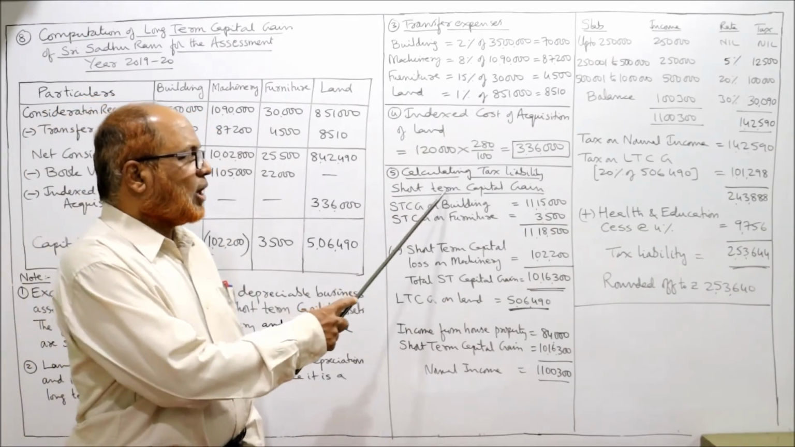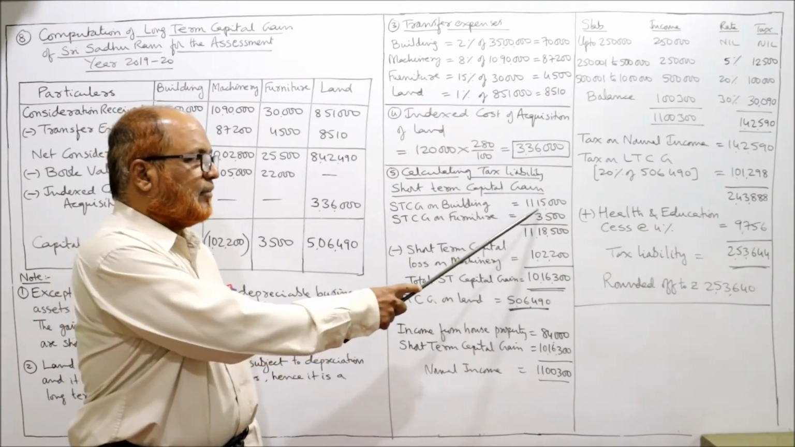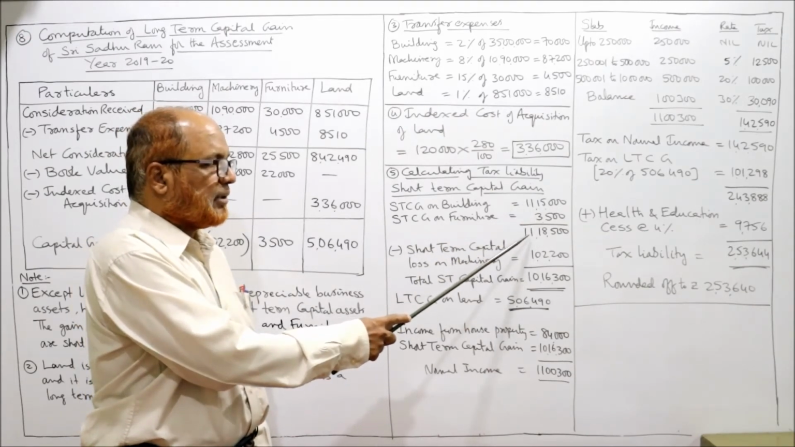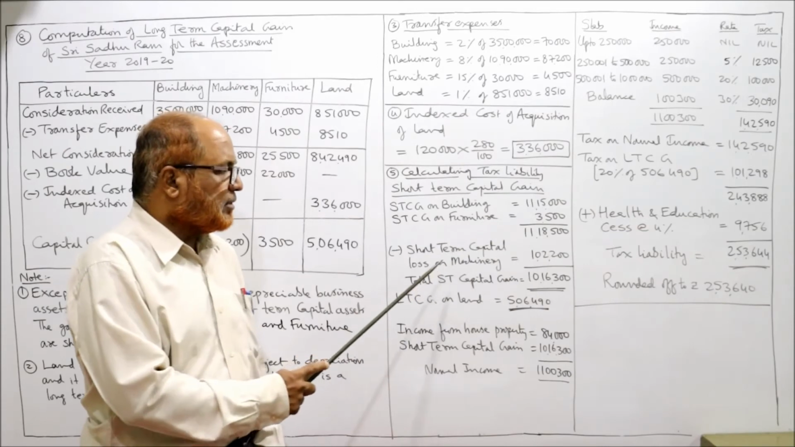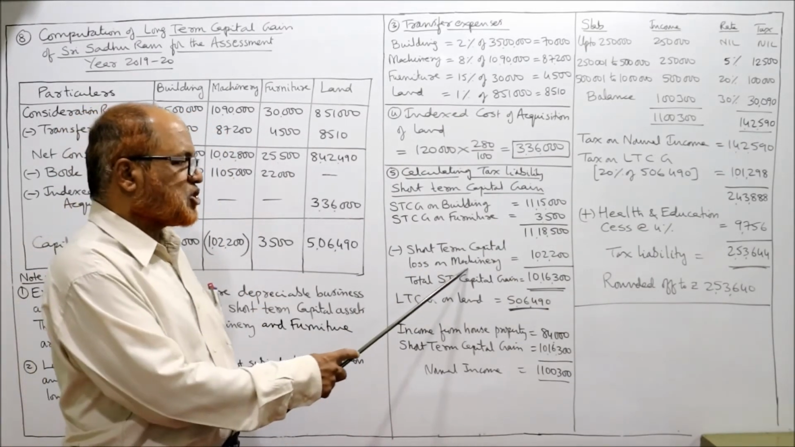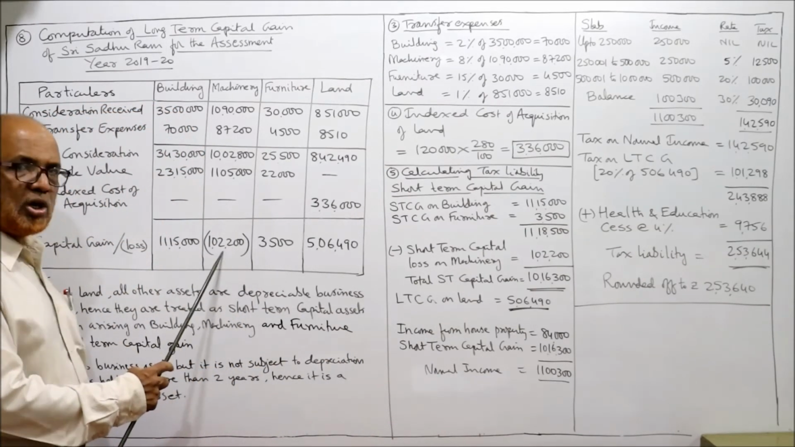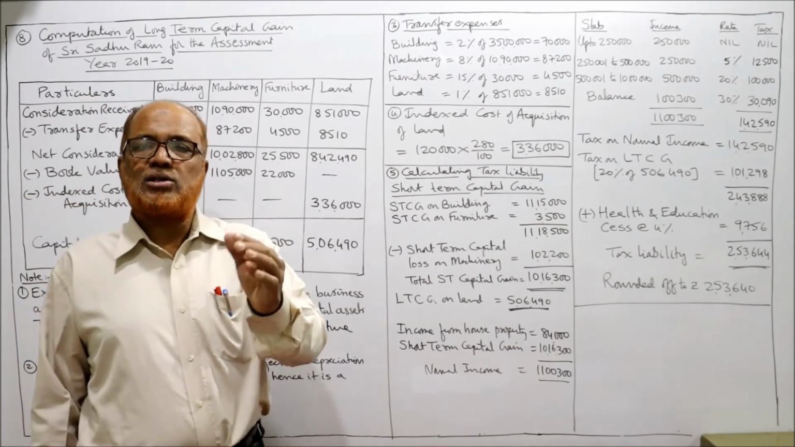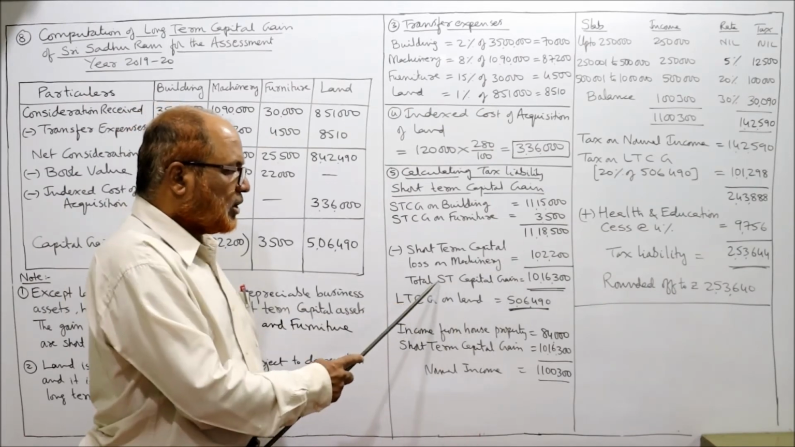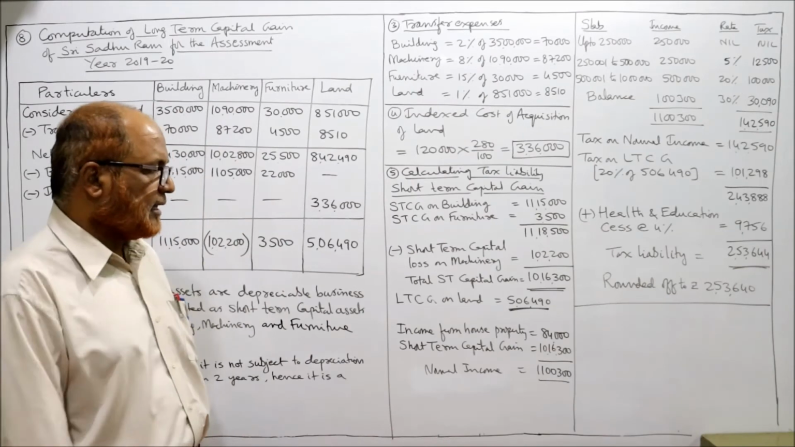Now, see carefully. Short-term capital gain. So we have short-term capital gain on building 11 lakh 15,000, and short-term capital gain on furniture 3,500. So total short-term capital gain is 11 lakh 18,500. From this we subtract short-term capital loss on sale of machinery, which we have already calculated. The short-term capital loss can be deducted from short-term capital gain. So total short-term capital gain is 10 lakh 16,300.